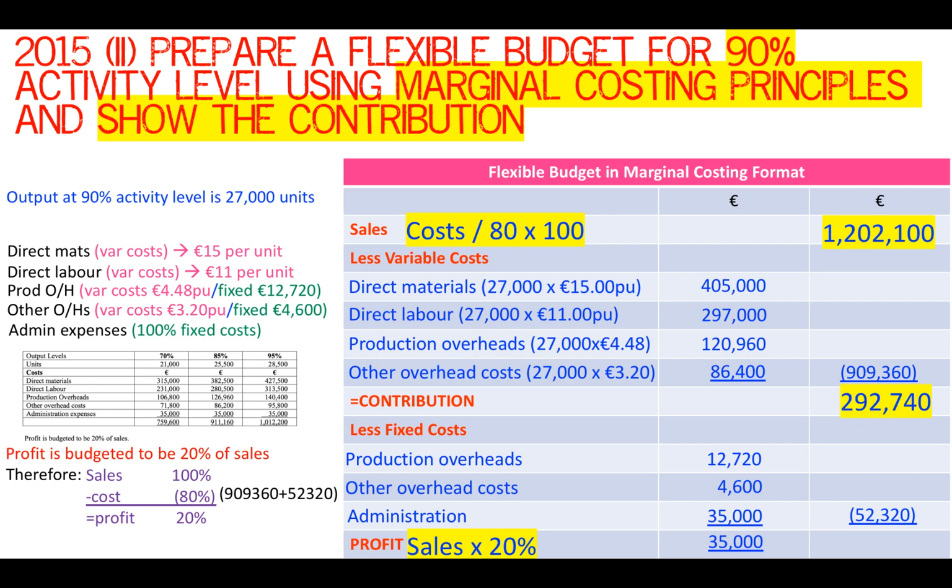We were asked specifically, if you see up in the top of the question, to show the contribution. So you probably could get a mark for the word and a mark for the figure here. Now we minus the fixed costs. Sorry, that 35,000 should not be there. And then we'll get our profit, which is 240,420. So that is your flexible budget at 90% activity level, showing the contribution and using marginal costing principles. Forget about that €35 there, that's a mistake.